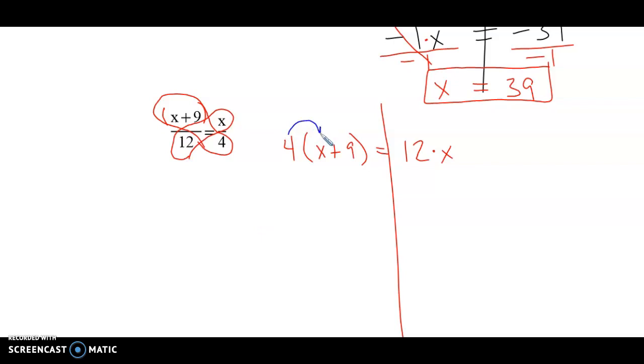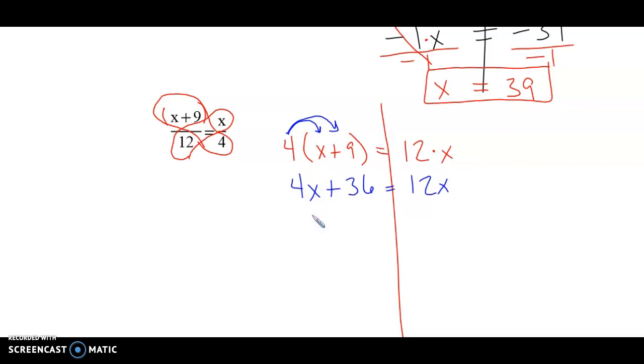So the 4 is going to distribute evenly to everything in those parentheses. So 4 times x gives me positive 4x. Then we have 4 times positive 9, which gives me a positive 36. And we already said 12 times x is 12x, so I write it. Now, we don't have any more parentheses. We finished this step. Now we have our next equation.